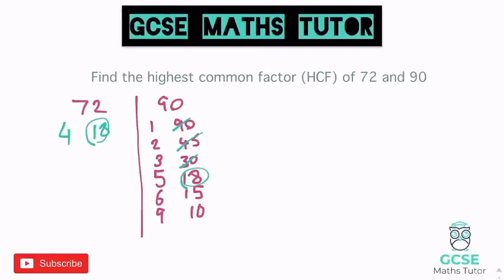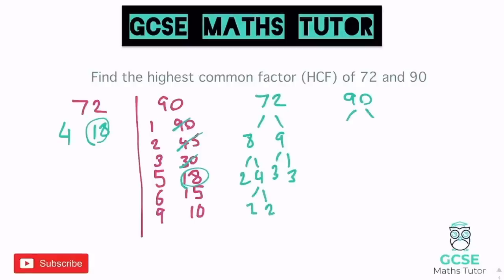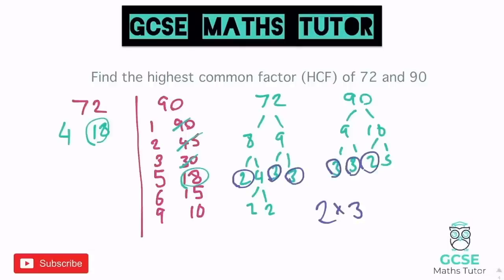Of course we could use the prime factor method to find the highest common factor, which I'd recommend for numbers like this, so 72 and 90. Do their prime factors, so 8 and 9, 3 and 3, 2 and 4, 2 and 2. 90 is 9 and 10. And then we have 3, 3, 2 and 5. And we can have a look at what's in both. So they both have a 2. They both have a 3, so times 3. They both have another 3, and that's all that they share. 2 times 3 is 6, times 3 again is 18. So we can get our highest common factor using our prime factor method as well.